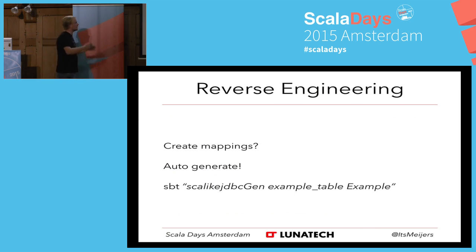But creating those mappings, that's a lot of work. And functional programmers don't only like to evaluate lazy, but especially in my case, sometimes I am a bit lazy. So let's auto-generate those. And especially with prototyping, that's nice because you have results pretty quickly. And the guys from ScalikeJDBC created an awesome SBT plugin for that, called the reverse engineering. And you use the SBT in your terminal, and then the command scalikejdbc gen with the name of your table, and then the case class or the normal class that you want it to be mapped to.